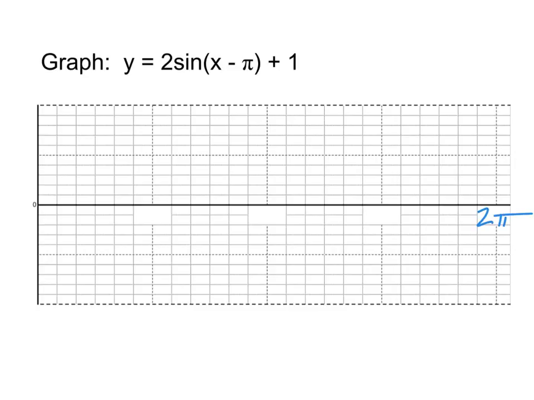Well, if I know that's 2 pi, I can actually figure out the rest of the stuff in between here. Because what's half of 2 pi? And so halfway between 0 and 2 pi is going to be pi. Okay, well, halfway between 0 and pi would be, well, half of pi would be pi over 2. And so we get pi over 2 there.